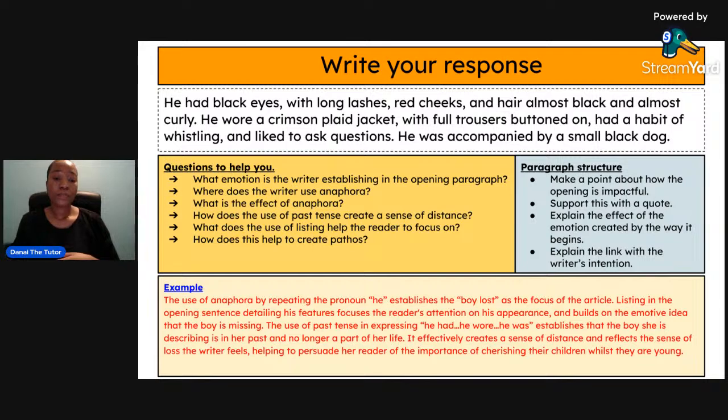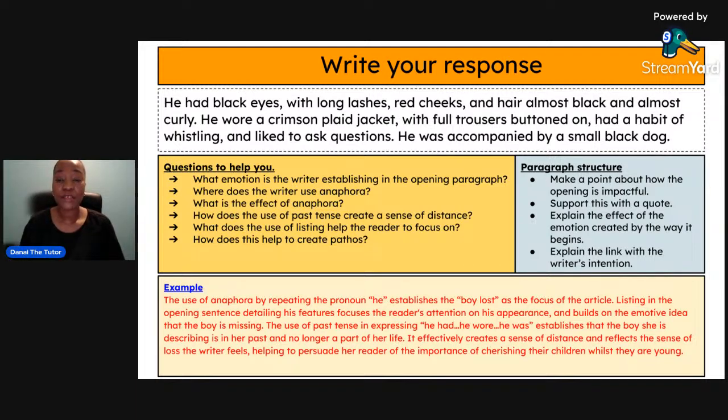So the example paragraph for that could be: the use of anaphora by repeating the pronoun he establishes the boy lost as the focus of the article. Because this is the opening, whenever you're thinking about the start of something, think about what kind of emotion it establishes. Listing in the opening sentence, detailing his features, focuses the reader's attention on his appearance and builds on the emotive idea that the boy is missing.